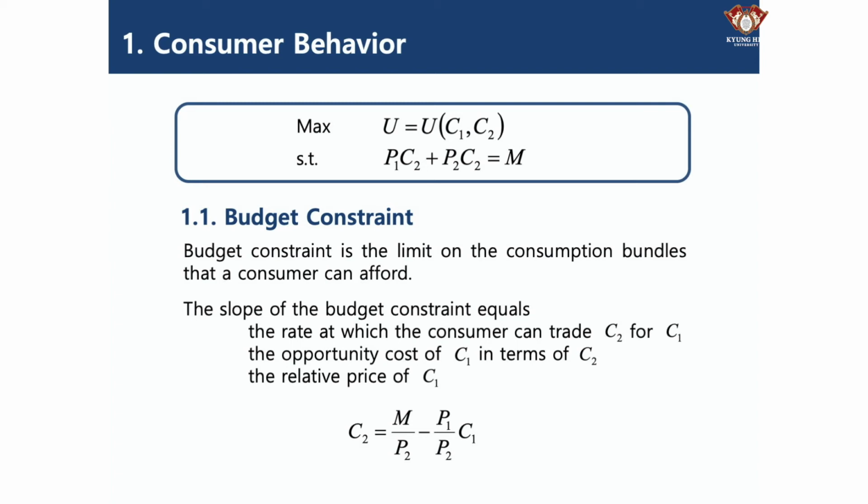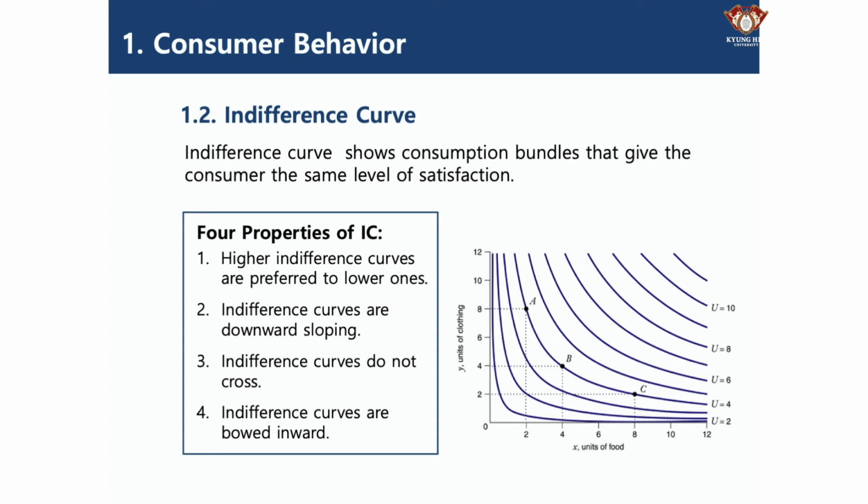So first we're talking about this budget constraint. The budget constraint is the limit on the consumption bundles that the consumer can afford. The slope of the budget constraint equals P1 over P2. The changing rate is minus P1 over P2. This is the rate at which a consumer can trade C2 for C1, the relative price of good 1, the relative price of C1 in terms of C2. That is the meaning of the slope of the budget constraint. Next slide. Now we go to the indifference curve.